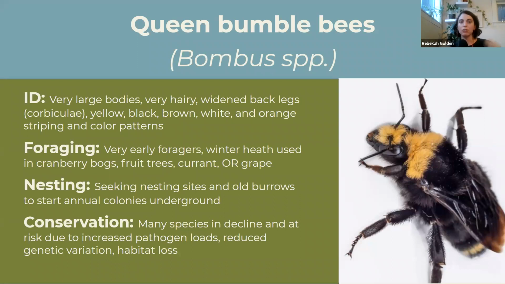But there are things that we can do to increase their success, which is to provide those really early blooming plants for them. I know that in cranberry bogs in particular, where they're trying to encourage bumblebees to nest so that they have their natural pollination services, winter heath is used to increase what's available to them very early in the season. But things like fruit trees, currant, and Oregon grape are also really great for those bees, and generally they're seeking burrows to start their annual social colonies.